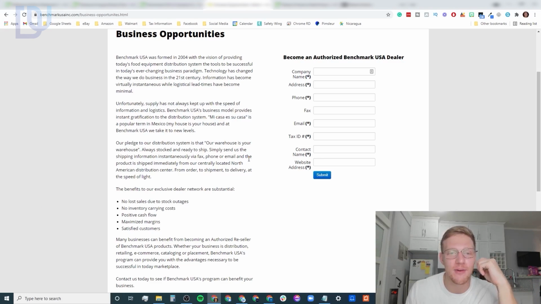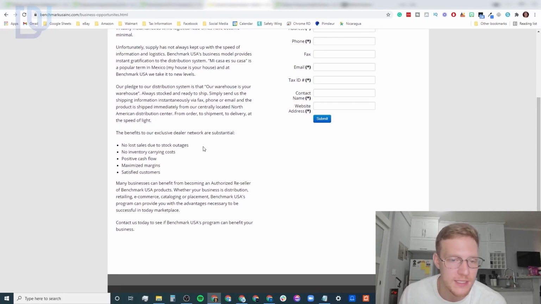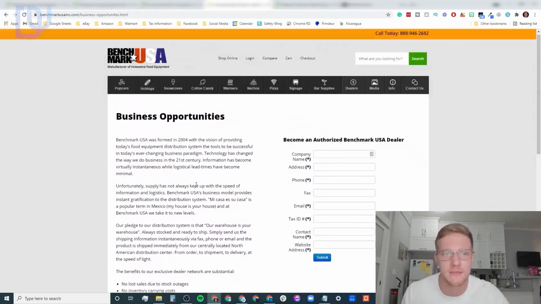Nobody faxes anymore. When people ask me for faxes, I laugh at them nowadays. "And the product is shipped immediately from our centrally located North American distribution center. From order to shipment to delivery at the speed of light." Literally, I didn't think anything could break the speed of light, but Benchmark USA can. "The benefits of our exclusive dealer network are substantial. No lost sales due to stock outages, no inventory carrying costs, positive cash flow, maximize margin, satisfied customers." That's dropshipping. It's dropshipping without them saying dropshipping.